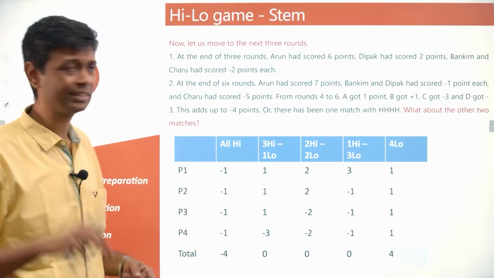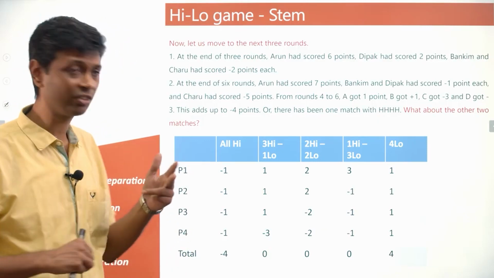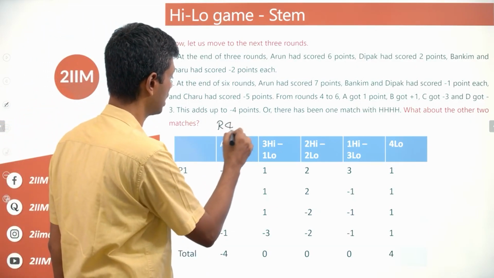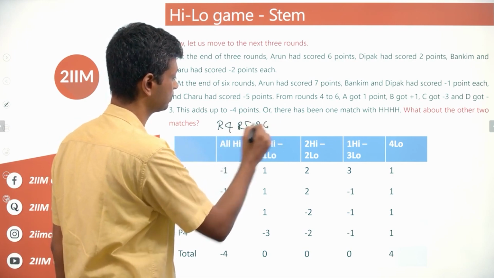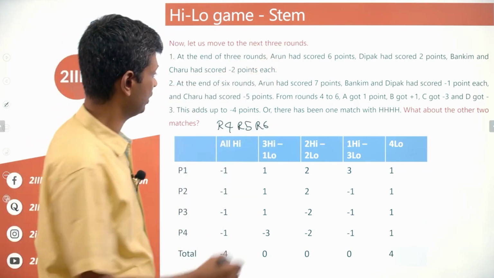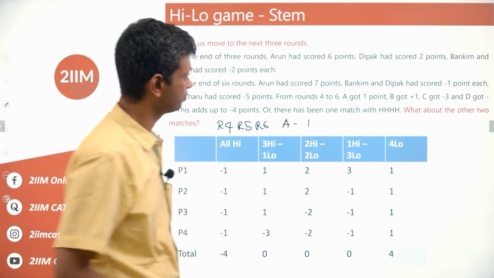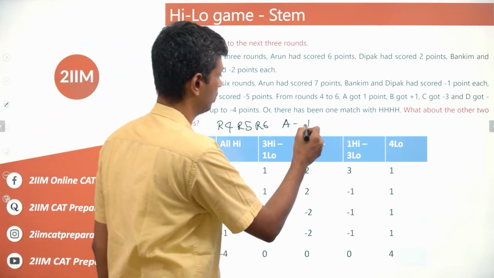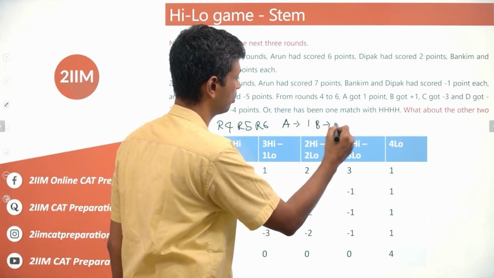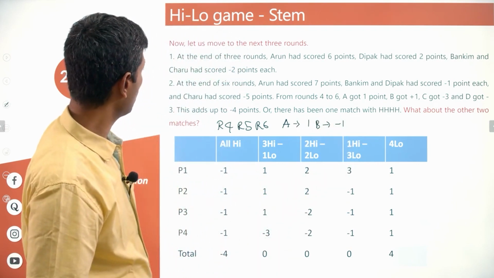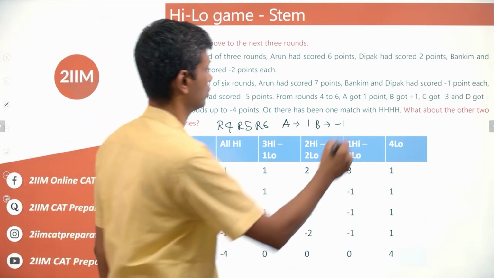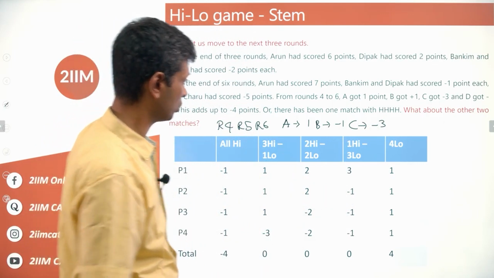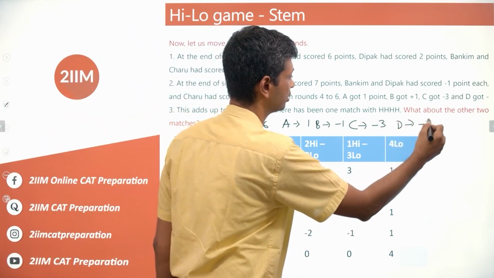We already know the data till 3 rounds. So I want to think about rounds 4, 5 and 6 put together. What do they account for? So I want to think about R4, R5, R6. Arun has gone from 6 to 7, or Arun has scored 1 point. Bankim has gone from -2 to -1, or Arun has scored 1. Bankim has scored -1. Charu has gone from -2 to -5. Charu has picked up -3. And Deepak has gone from 2 to -1. So Deepak has also picked up -3.